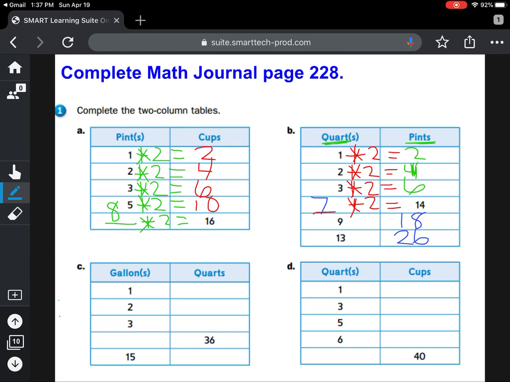All right, friends, let's check part C and D. When converting gallons to quarts, you should have realized that 1 gallon is equivalent to 4 quarts. That means 2 gallons is equivalent to 8 quarts. And 3 gallons is equivalent to 12 quarts. If you didn't already notice, the rule for converting from gallons to quarts is multiply by 4.